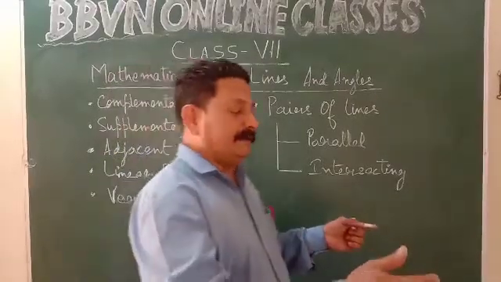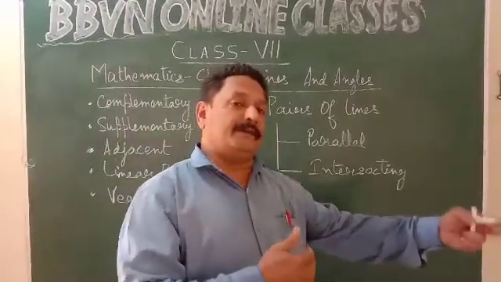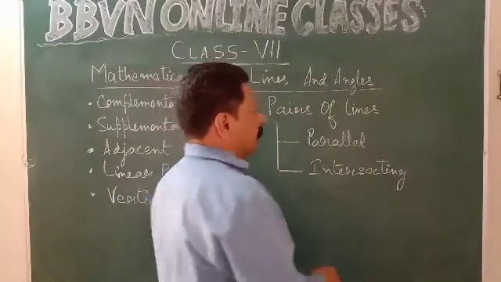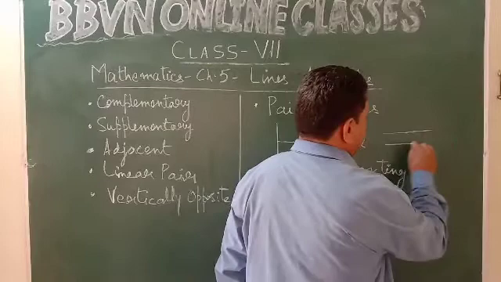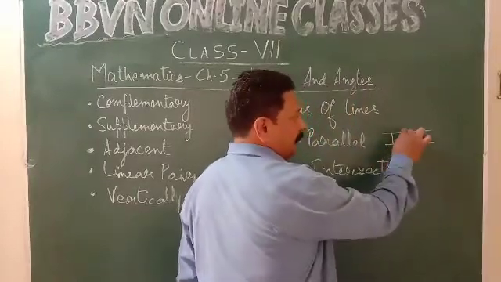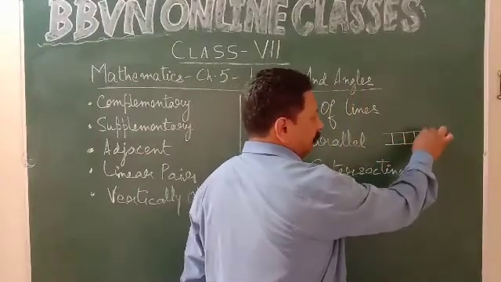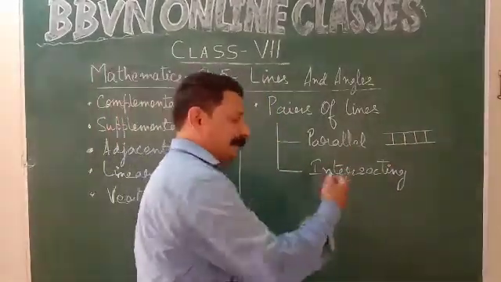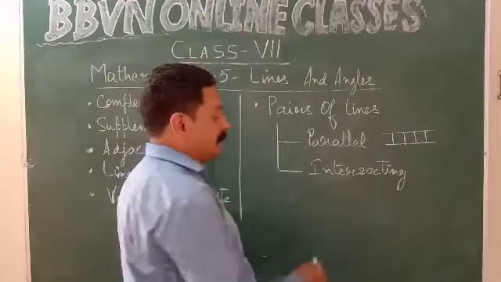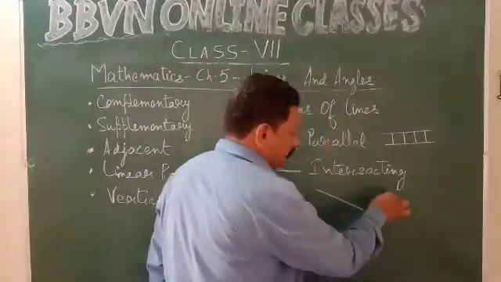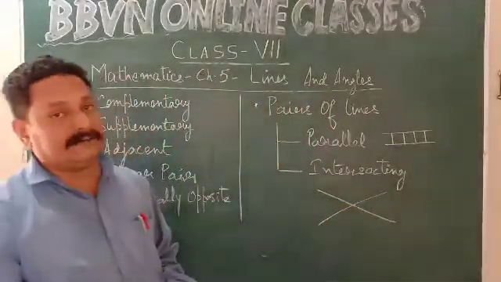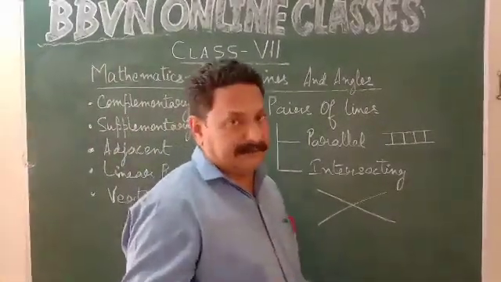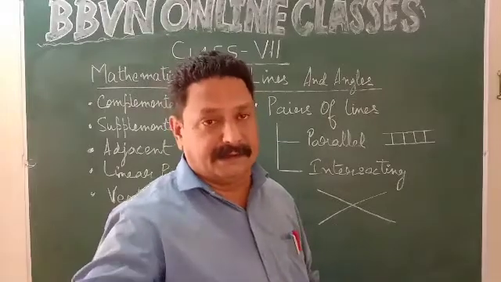If you have a table, the opposite edges of your table are always parallel. They never meet. So parallel lines never meet, and the distance between these two lines at every point is the same. Such lines are called parallel lines. And any two lines which intersect each other are called intersecting lines, right? So you know the difference between parallel lines and intersecting lines.